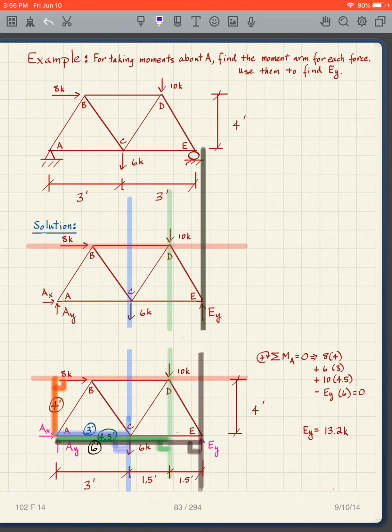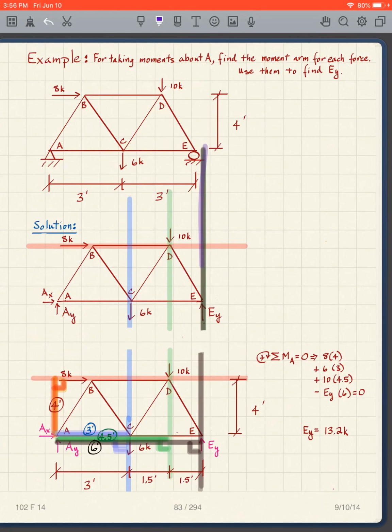Again, what do I see? This one is going to be clockwise about point A, so it's positive. This one is going to be clockwise about point A, so it's positive. This one is going to be clockwise about point A, so it's positive.